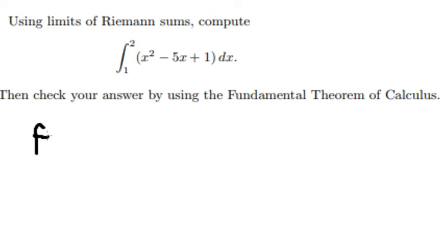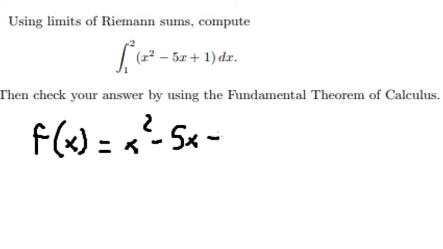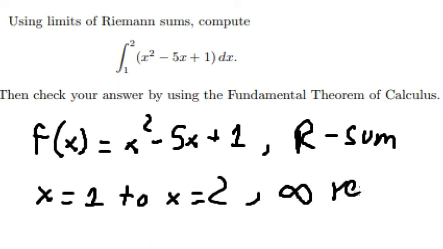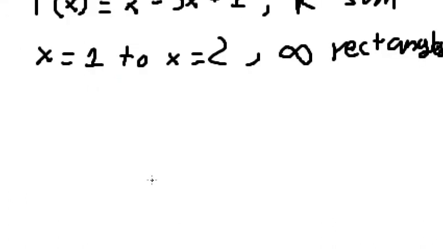We need to consider the function f of x equals x squared minus 5x plus 1. We apply the Riemann sums here. So we start from number 1 to number 2. Now, we know that this should be about infinite rectangles. That means we have infinite rectangles to calculate the area in here.